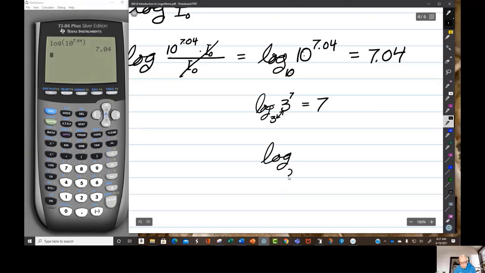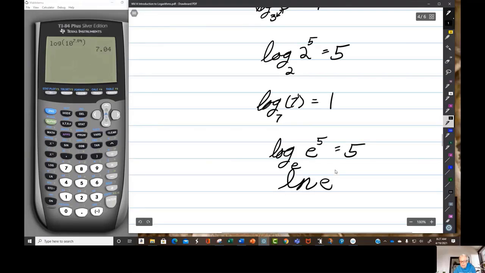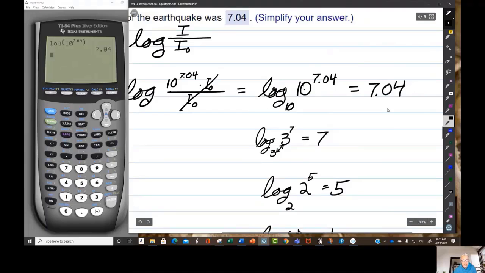Log base 2 of 2 to the 5th power is 5. How about this? Log base 7 of 7 equals 1. Why? Because 7 is raised to the 1 power, the invisible 1 power. And log base e of e to the 5th power is 5. What does that mean really? That means the ln of e to the 5th power is 5. This is something you want to memorize because it will really cut short the calculations you're going to have to make in the very near future, as in next week.